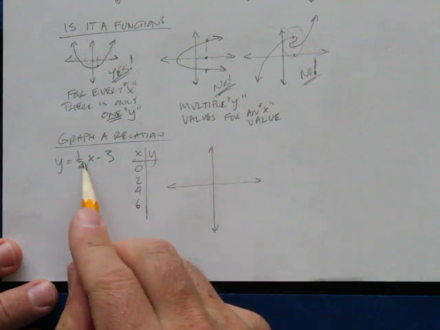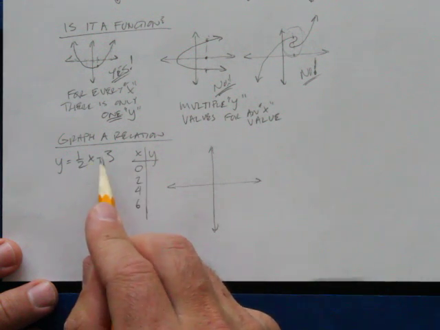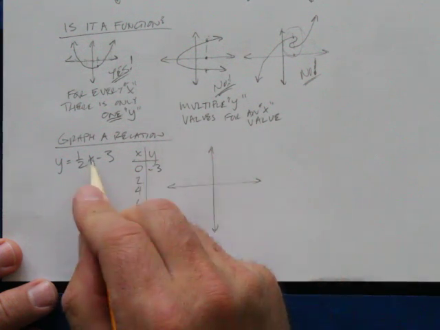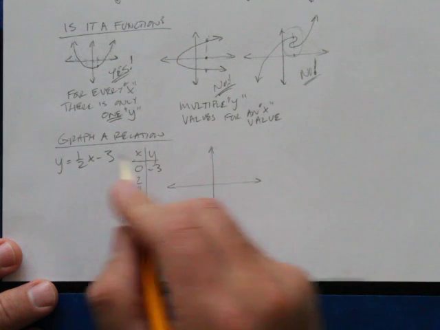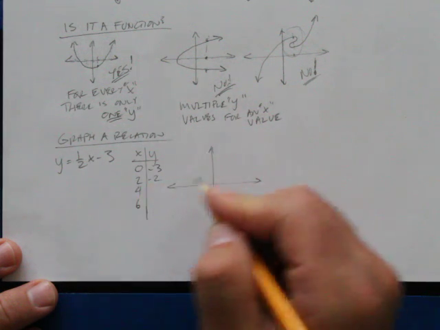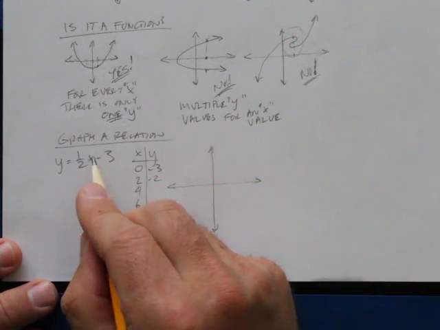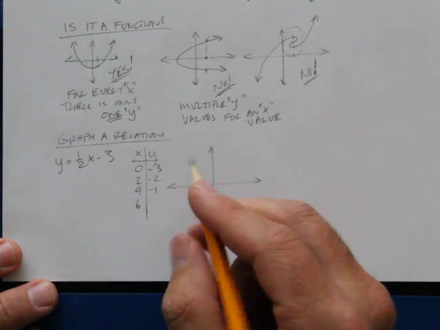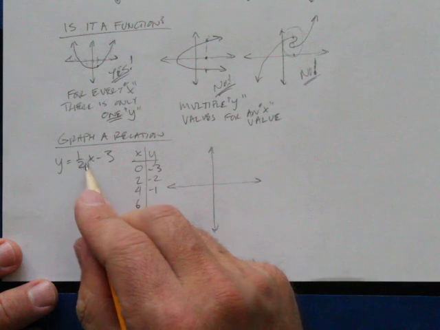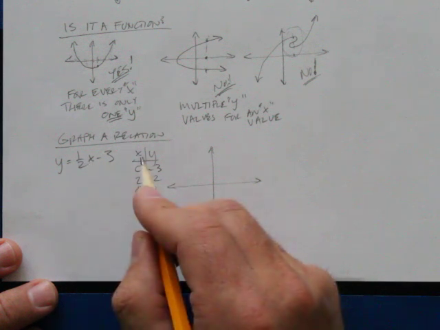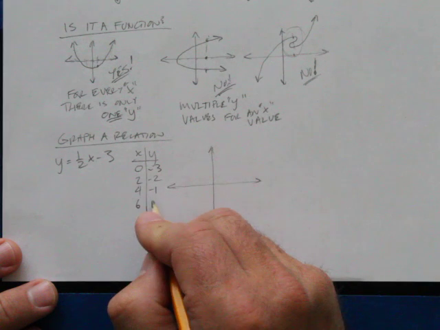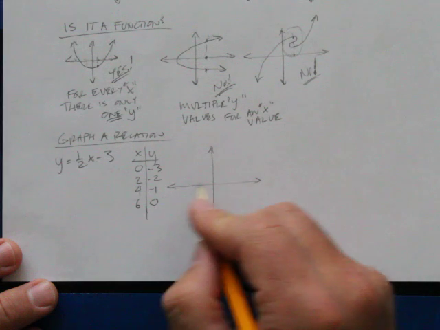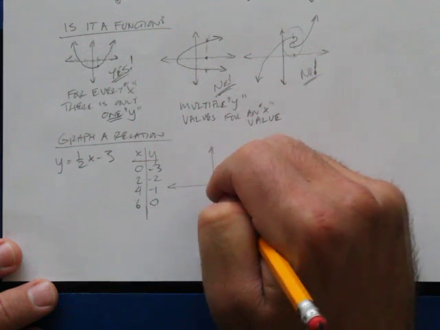So when I plug 0 in here, 0 times 1/2 is 0. 0 minus 3 is -3. I plug 2 in. 1/2 of 2 is 1. 1 minus 3 is -2. When I plug 4 in, half of 4 is 2. 2 minus 3 is -1. And then when I plug 6 in, half of 6 is 3. And so 3 minus 3 is 0. So here's my x values, here's my corresponding y values. Now I can plug these in onto my graph.